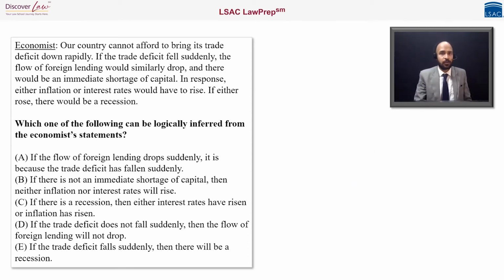Right, so the economist says that our country cannot afford to bring its trade deficit down rapidly. If the trade deficit fell suddenly, the flow of foreign lending would similarly drop and there would be an immediate shortage of capital. In response, either inflation or interest rates would have to rise. If either rose, there would be a recession. So you can see that this follows a series of statements that appear to lead to something. Let's draw something like a diagram to understand this.